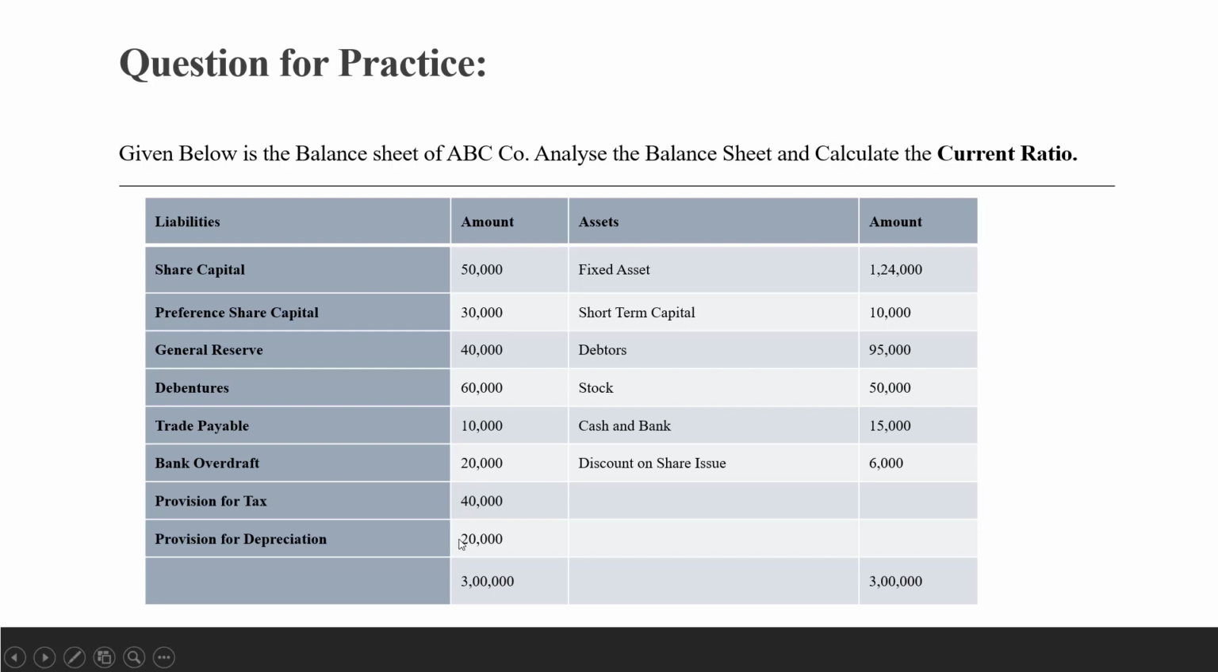From this table, that is the balance sheet, liabilities are given, assets are given. So you have to find out what the current assets and what the current liabilities are. After finding out the current assets and current liabilities, you need to calculate the current ratio. So this will be a practice question for you, and I hope you all do it.